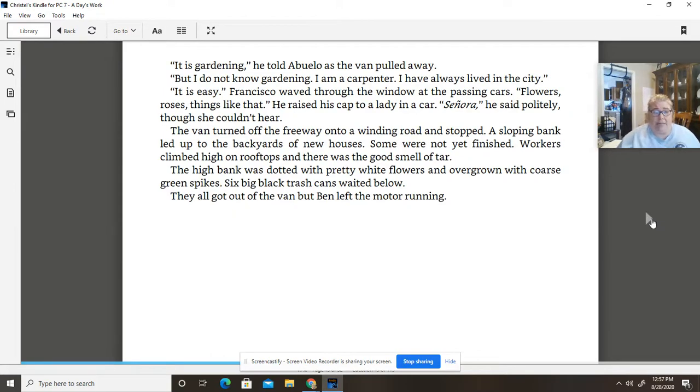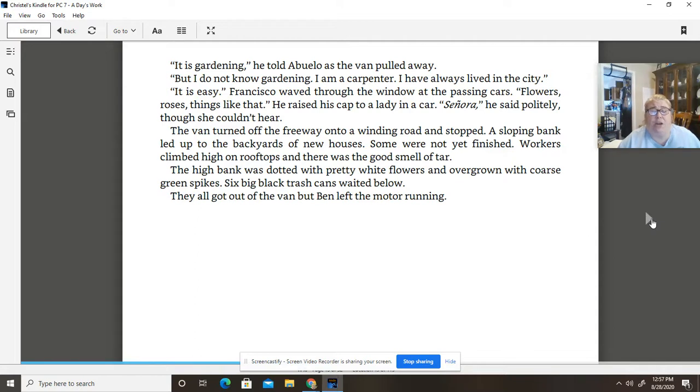"It is gardening," he told Abuelo as the van pulled away. "But I do not know gardening. I am a carpenter. I have always lived in the city." "It is easy," Francisco waved through the window at the passing cars. "Flowers, roses, things like that." He raised his cap to a lady in the car. "Senora," he said politely, though she couldn't hear.